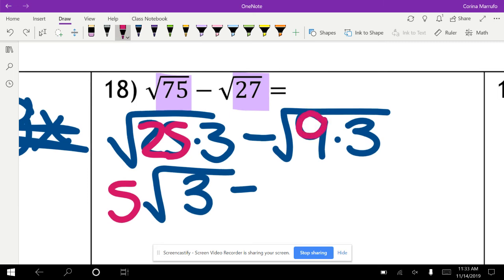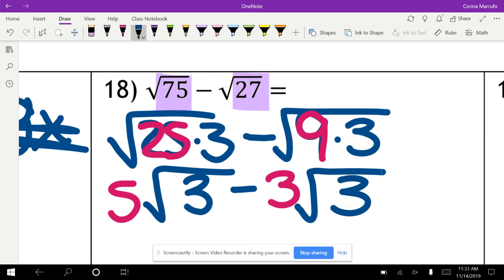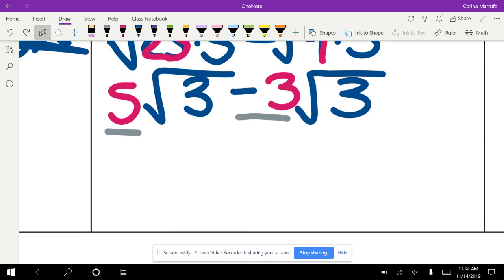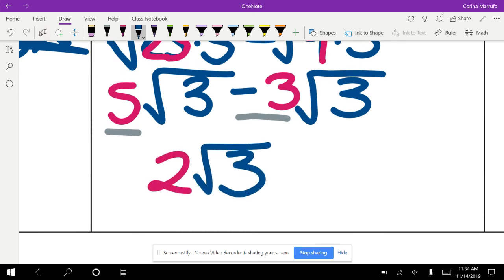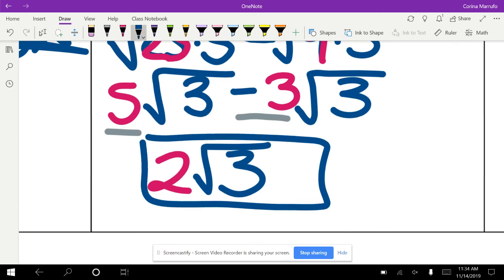Next, we can take the square root of 9 and get a whole number. That gives us 3. But we cannot take the square root of 3 and get a whole number, so that is going to stay in the square root. So now we have 5 and we take away 3. That is going to give us 2. And then we have 2 and the square root of 3. Okay, you just subtract the coefficients.